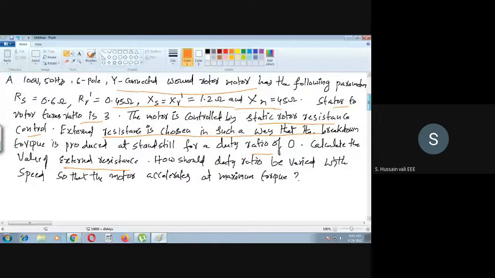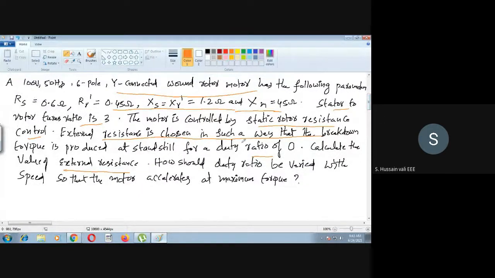And the data he has given is that the external resistance is chosen in such a way that the breakdown torque is produced at standstill. That's very important: at standstill for a duty ratio of 0. So he said the duty ratio is given as 0. Then as per that, we have to proceed. We'll see what things he has given.